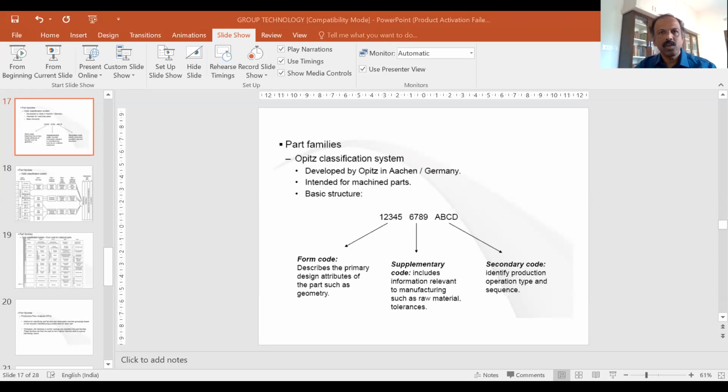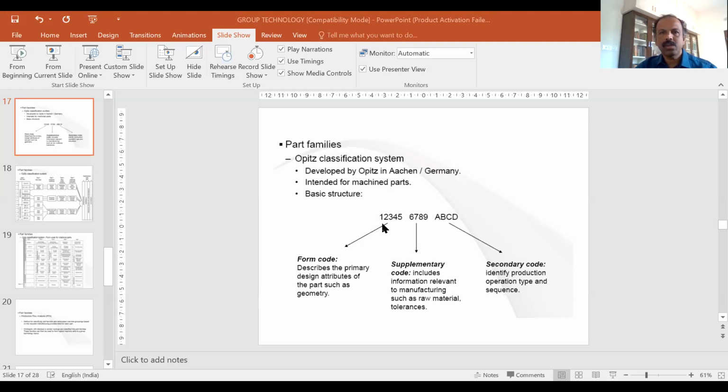So basically, the OPITZ classification system was developed by a person named Opitz in Aachen, which is in Germany. This classification system is intended for machine parts. The basic structure consists of a total of 9 numerical digits and 4 alphabets. It starts like this: digits 1, 2, 3, 4, 5, which we call the form code; digits 6, 7, 8, 9, which we call the supplementary code; and A, B, C, D, which we call the secondary code.